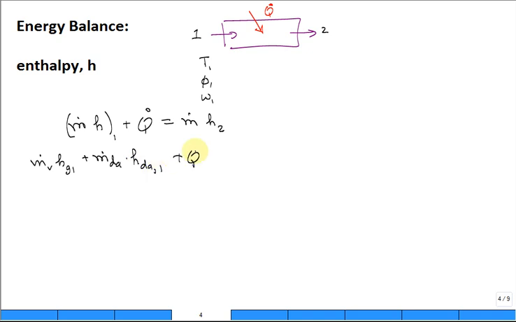Plus the rate of heat transfer added, maybe there's a heating coil. And then the same thing, mass flow rate of the vapor going out. This is in, going out. You have the enthalpy of the vapor going out, and you have the mass flow rate of dry air going out, and the enthalpy of the dry air going out. Now, for a single inlet of the air and single outlet, there's no splitting, so the mass flow rates of the dry air are the same.